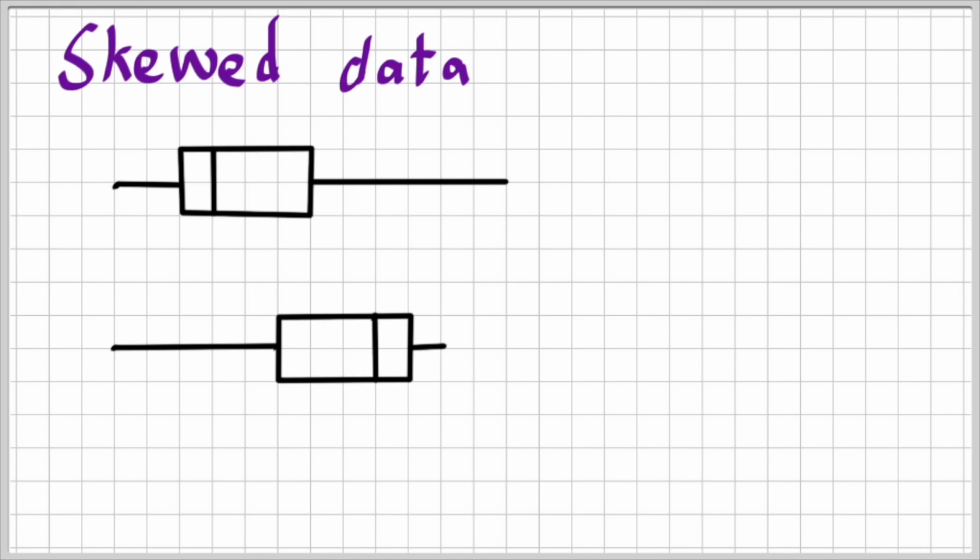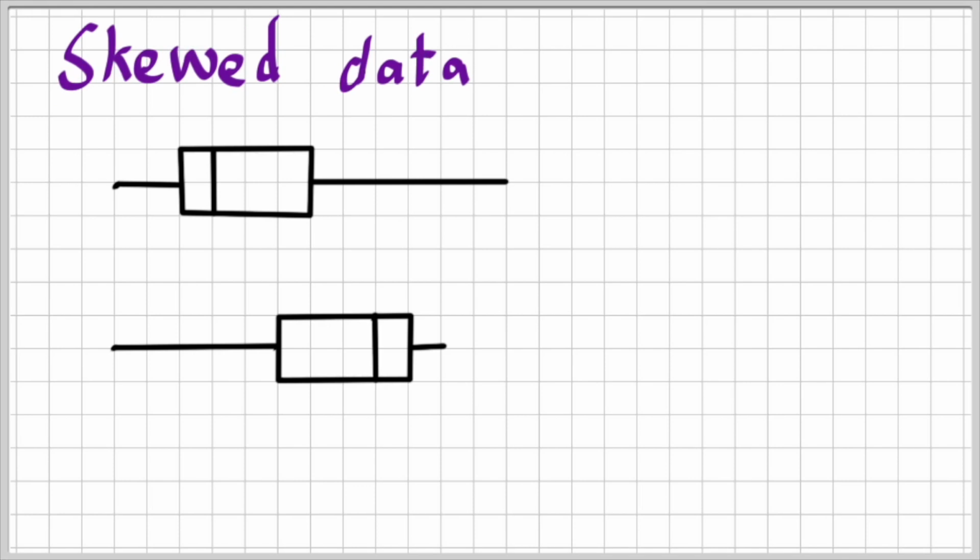So if I look at skewed data, I've drawn 2 box whisker diagrams, okay? A top one and the bottom one. And I want you to just think about which one is skewed to which way. I've got skewed right, skewed left. Skewed right means is positively skewed. Skewed left is negatively skewed. Let's first think about it yourself.